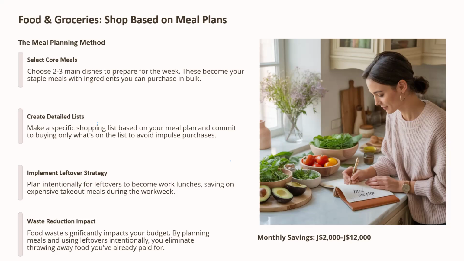But one of the things that we can do to realize significant savings and reduce the expenses associated with food is proper meal planning. So what you can do is select core meals. If you choose 2 or 3 main dishes that you will prepare in the week, these can then become your quote unquote staple dishes. And you can buy the ingredients for these in bulk. That's going to reduce the amount of spending that you do. It's also going to reduce the amount of thinking that you have to do when it comes to your meals.